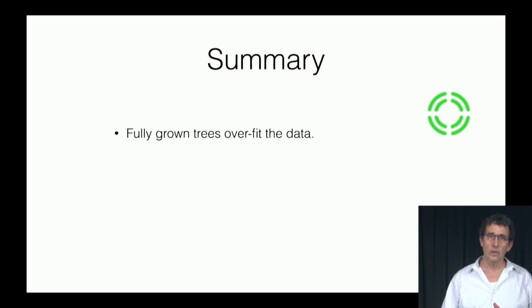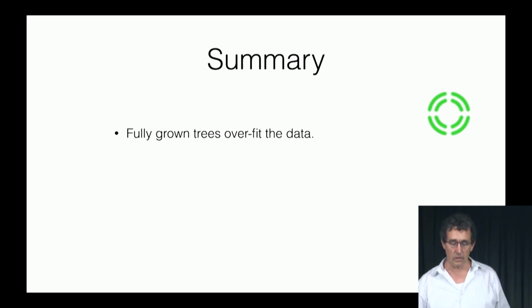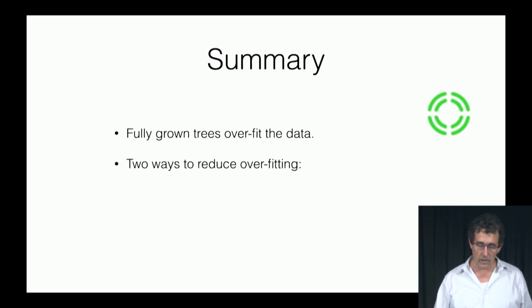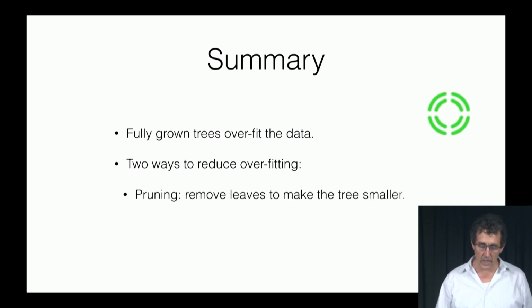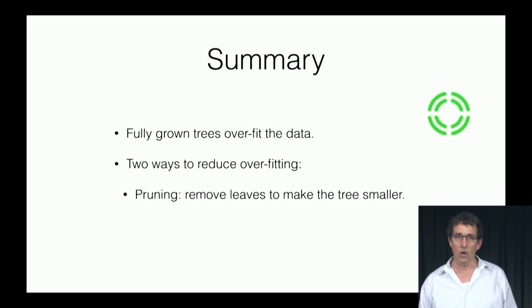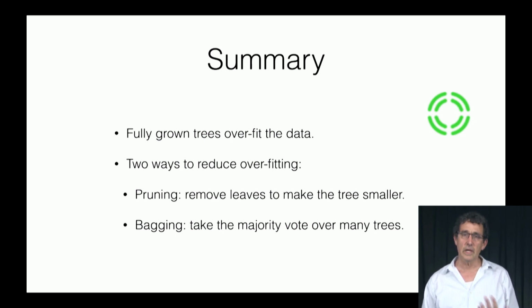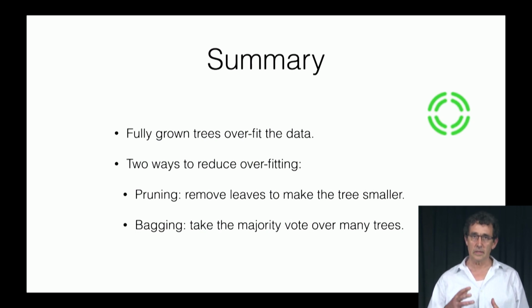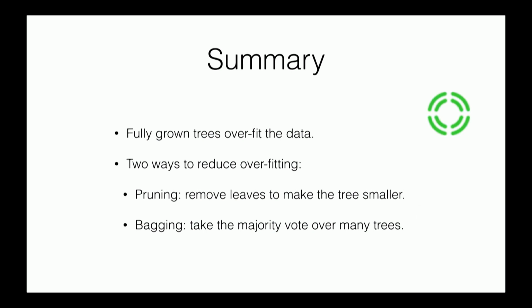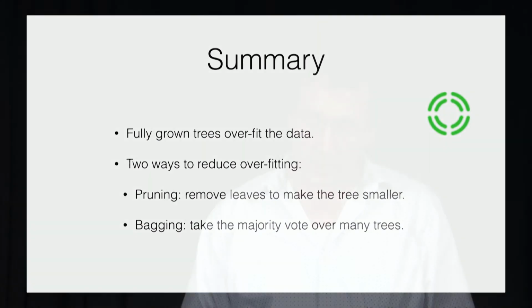So to summarize, fully grown trees overfit the data. And there are two main ways to reduce overfitting. One is pruning, removing the leaves to make the tree smaller. And the other is bagging, taking a majority vote over many trees that are created using slightly different versions of the training set. I think that was the summary we wanted to do of decision trees.